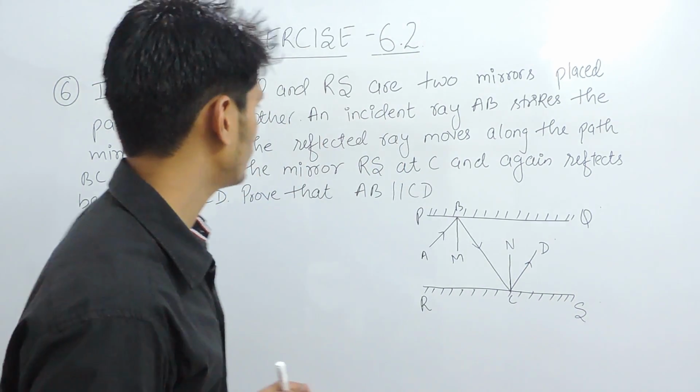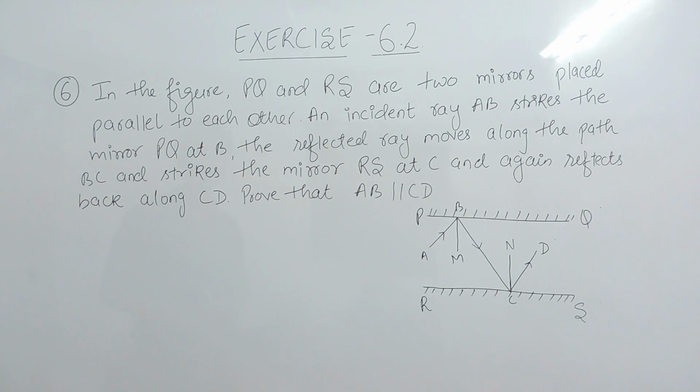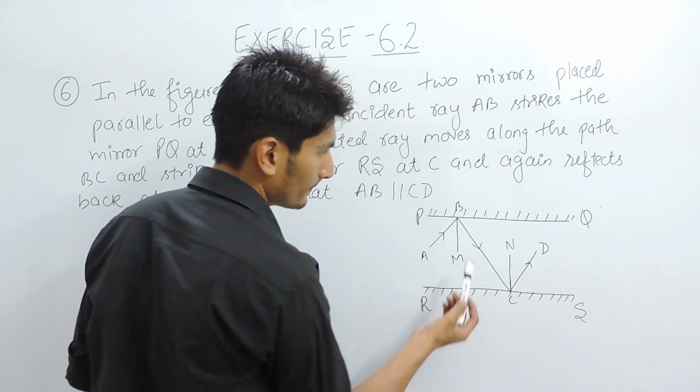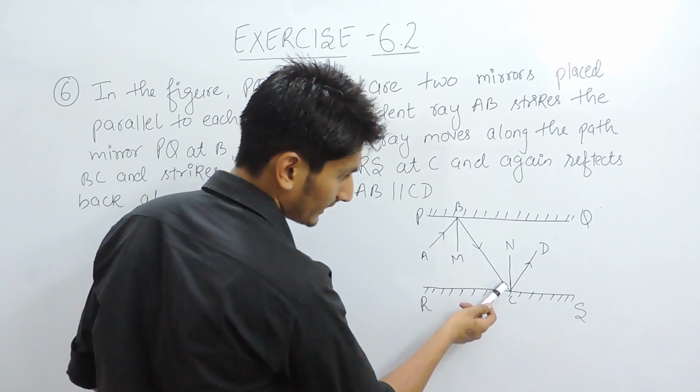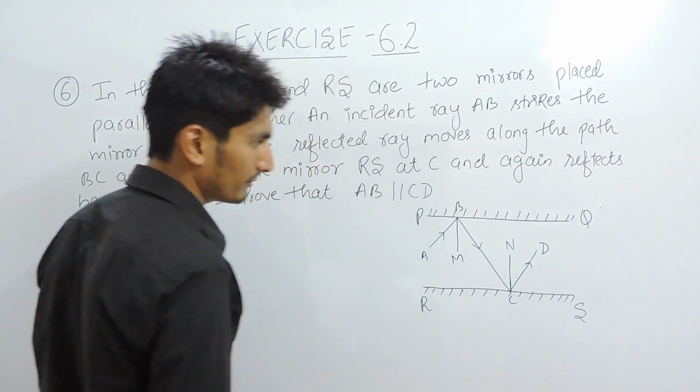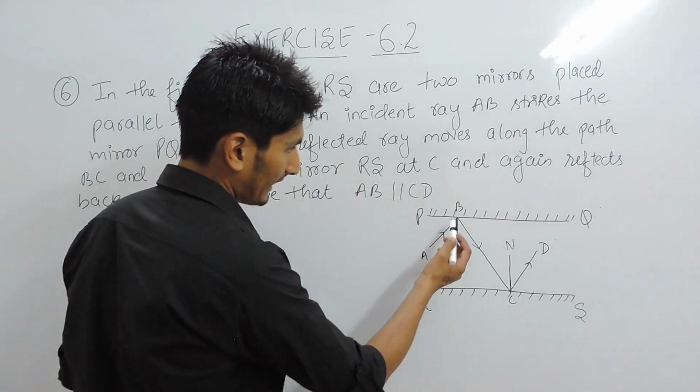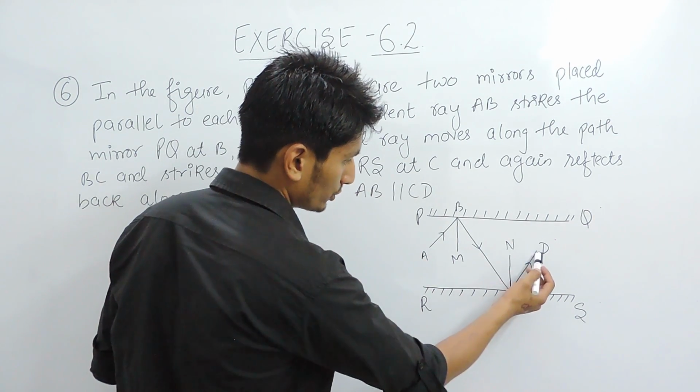Hello everyone, in this video we are going to solve question number 6. In question number 6 you are given a figure in which PQ is parallel to RS, which are basically two mirrors placed parallel to each other, and an incident ray AB strikes mirror PQ. This incident ray strikes PQ at B, and after reflection it strikes at C, and again it is reflected back till D, and you have to prove that AB is basically parallel to CD.